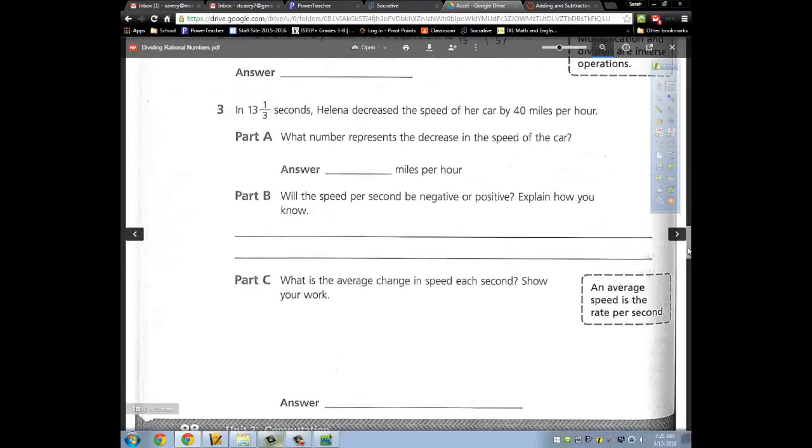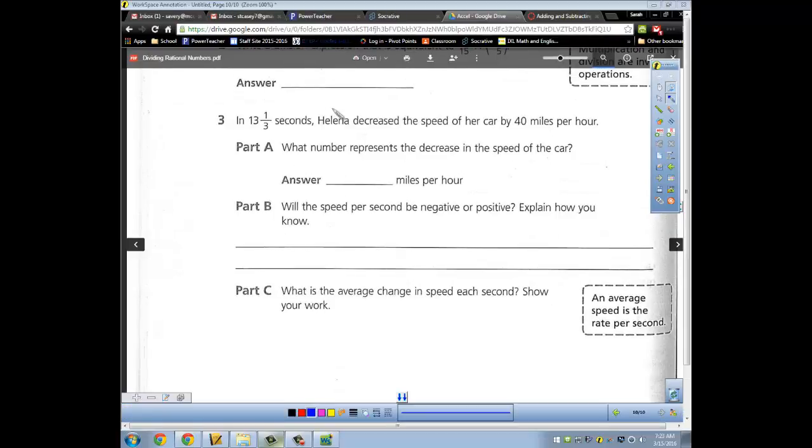Okay, last one, number 3. In 13 1/3 seconds, Helena decreased the speed of her car by 40 miles per hour. What number represents the decrease in the speed of the car? Well, since it was decreasing 40 miles per hour, that's a negative 40 miles per hour. Will the speed per second be negative or positive? Explain how you know. Well, I just said it was negative.